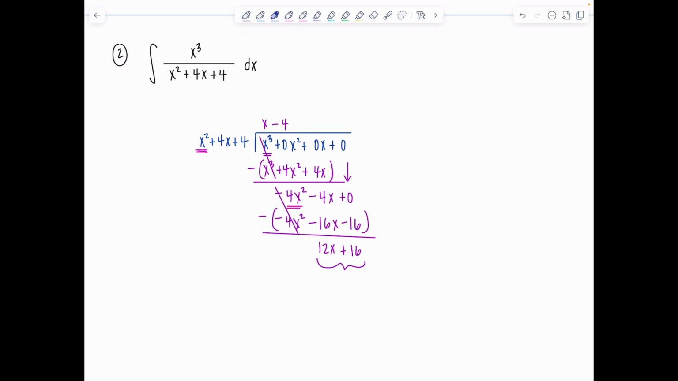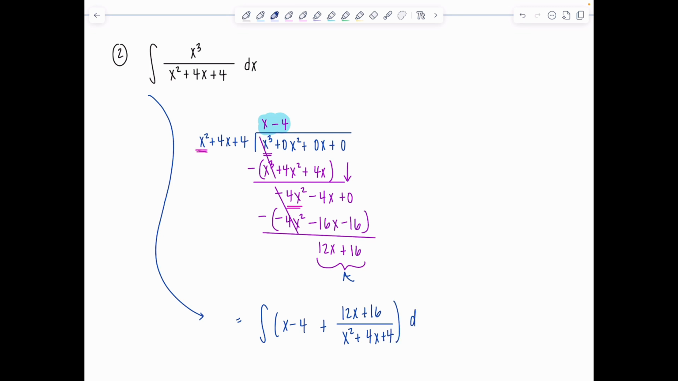Well, you would write it as follows. So you have your quotient, which is sitting up top right here, minding its business, x minus 4, plus the remainder right there, 12x plus 16, over x squared plus 4x plus 4 dx. Good? Okay, perfect. Now.